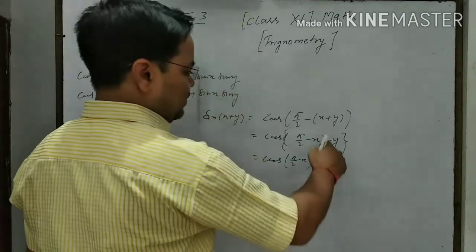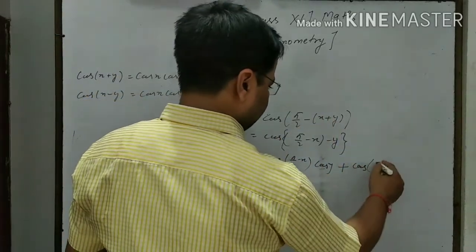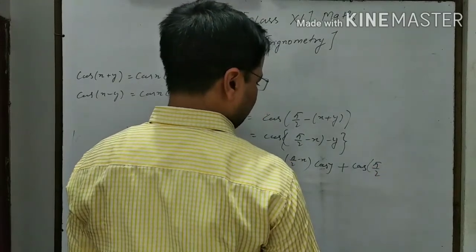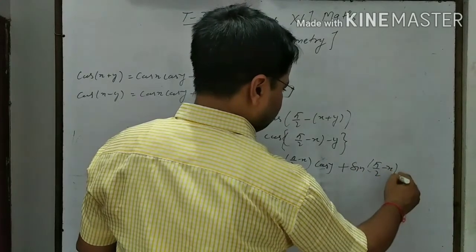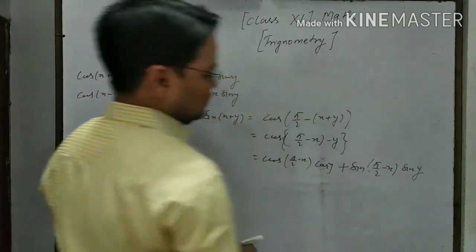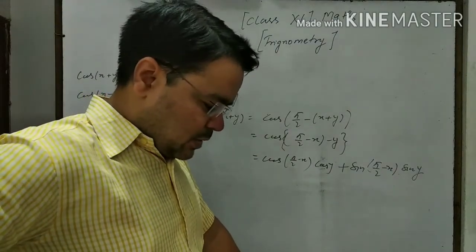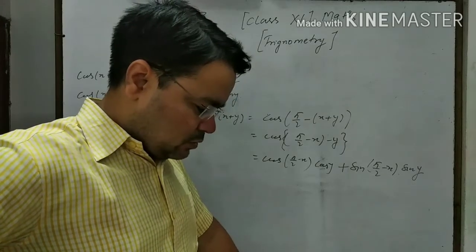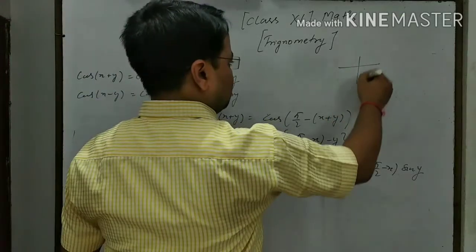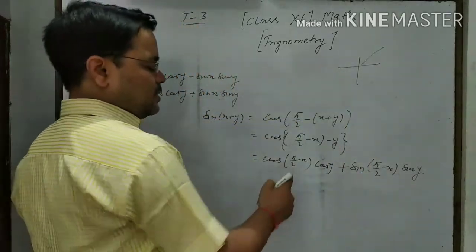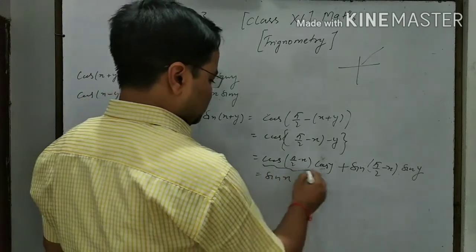Cos, and if here minus then the sign will be plus, and here cos pi by 2 sin pi by 2 minus x into sin 1, like this. Okay. Now cos pi by 2 minus x is what? Here in the first quadrant, and if it is pi by 2 then it will be sin, then we can write here sin x in the place of this.